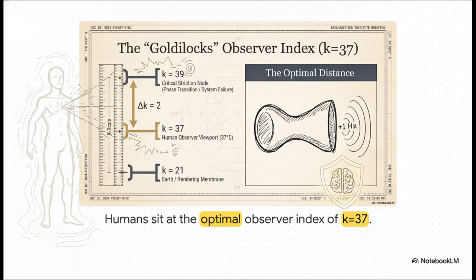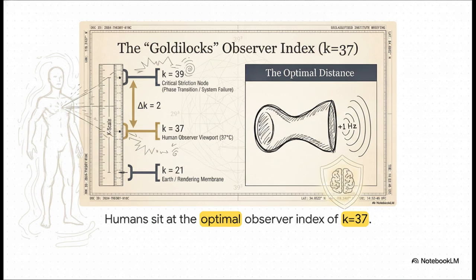The model proposes a Goldilocks observer index at fractal index k equals 37, which, interestingly enough, aligns perfectly with our average body temperature of 37 degrees Celsius. This position places us precisely at a 2-strata differential below the critical pinch node. It's the absolute optimal viewing distance.